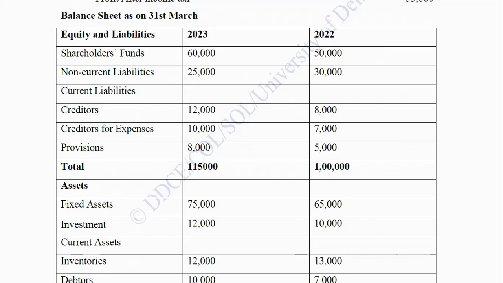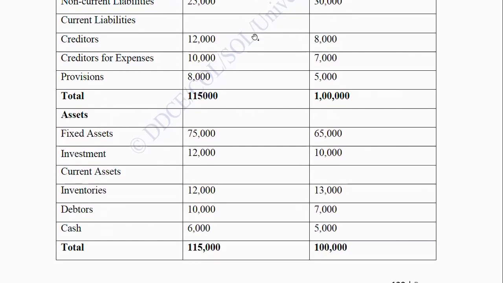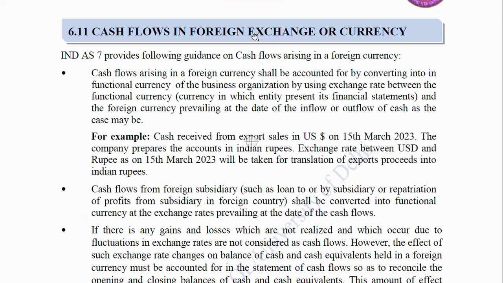Total 1,15,000 and 1 lakh. Assets, fixed assets 75,000, 65,000. Investment 12,000, 10,000. Current assets, inventories 12,000, 13,000. Debtors 10,000, 7,000. Cash 6,000, 5,000. Total 1,15,000 and 1 lakh.